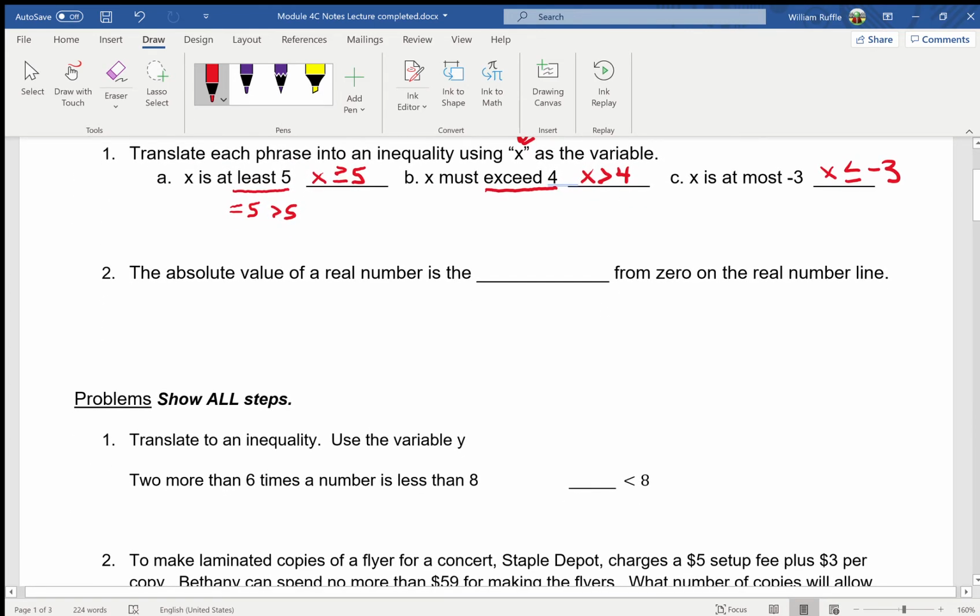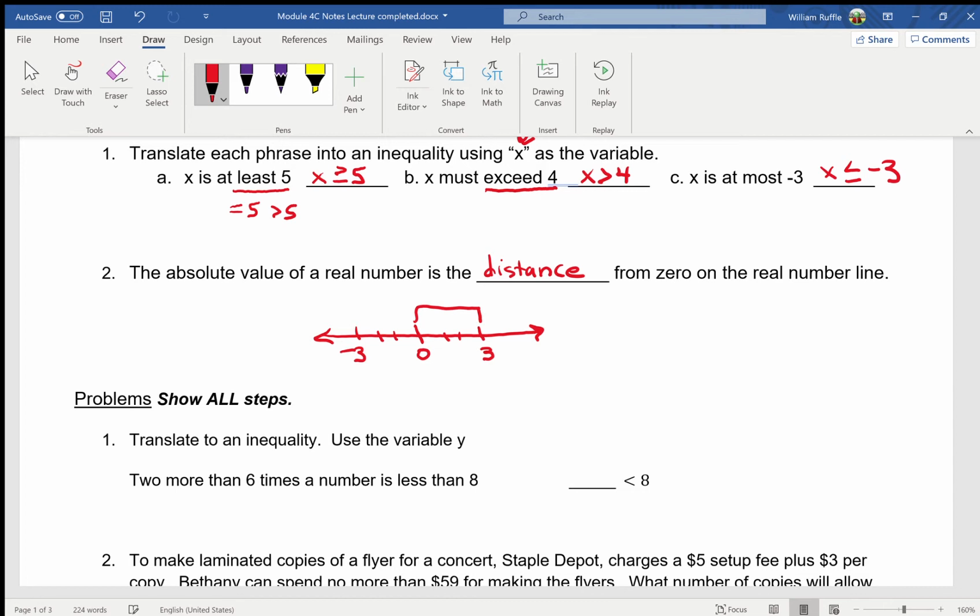The absolute value of a real number is the distance from 0 on the real number line. So if I set up a little number line here, here's 0, here's 3, and there's -3. So now, how far is +3? If I do the absolute value of 3, that's 3 spaces away. If I do this again, the absolute value of -3 is also 3 spaces away. Absolute values are always positive because we're talking about distances.